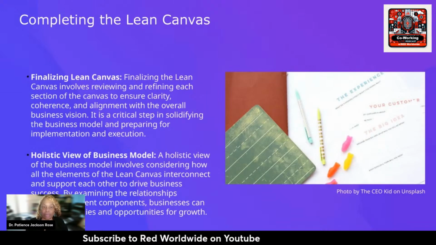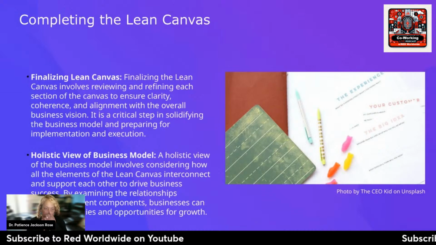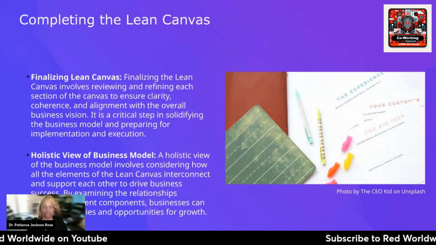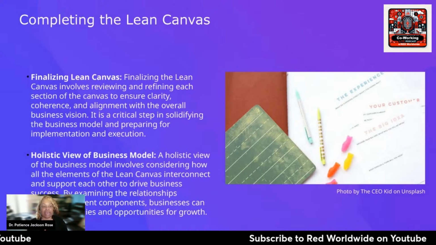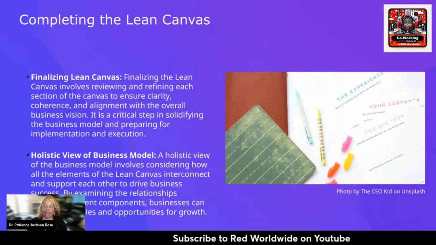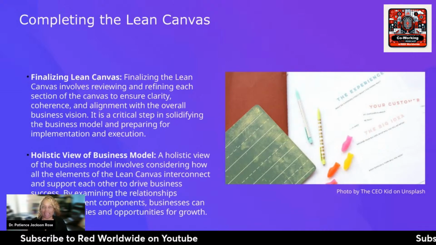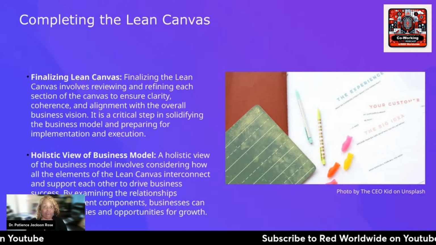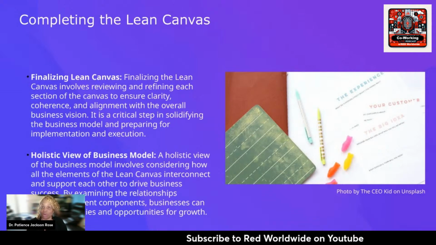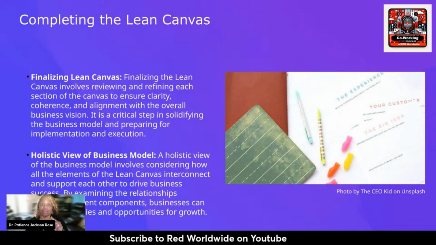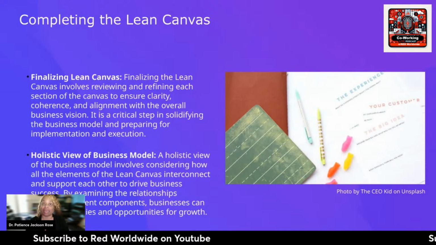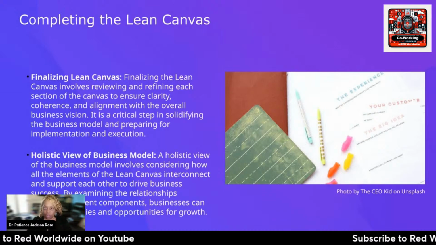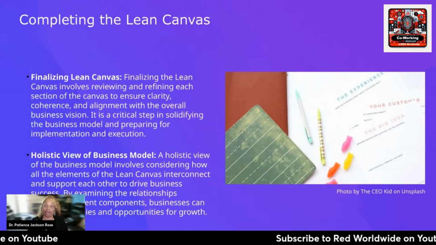So when you complete the lean canvas, you want to make sure that you finalize it by reviewing it and refining each of the sections. Sometimes after you get it all done, you look at it and say, you know what, I think this might be something a little different than what I thought. Or you find out that the problem you thought you were solving is really not the problem you're solving. Yes, you might be solving that problem as well, but it's not the bigger picture or the grander scheme, if I can call it that.